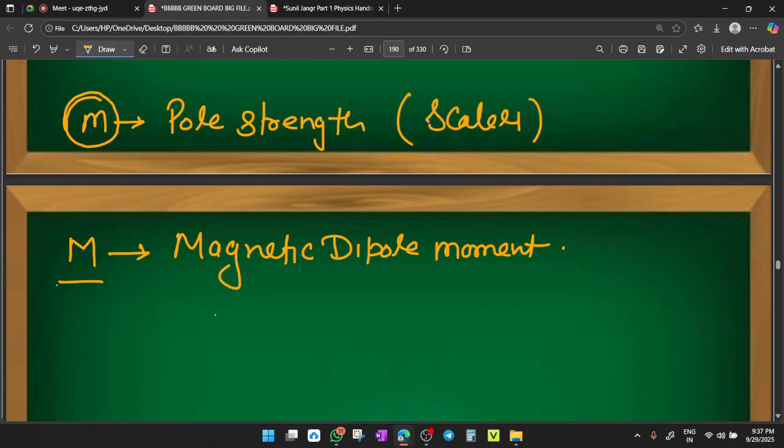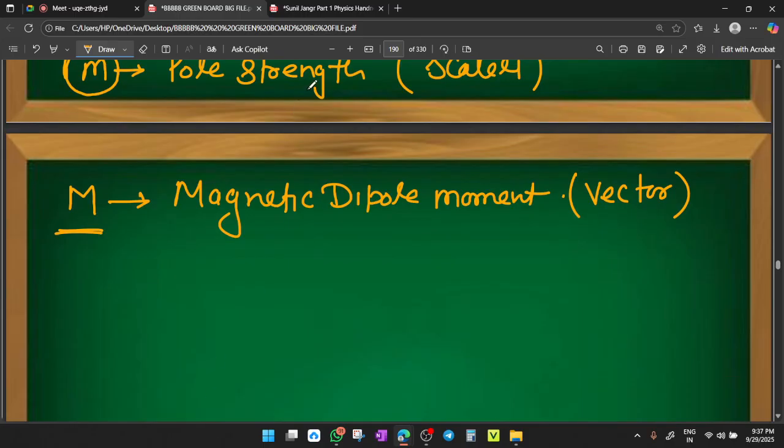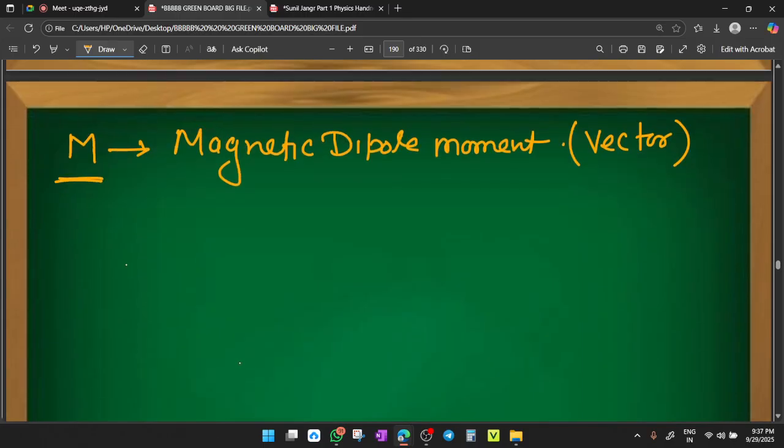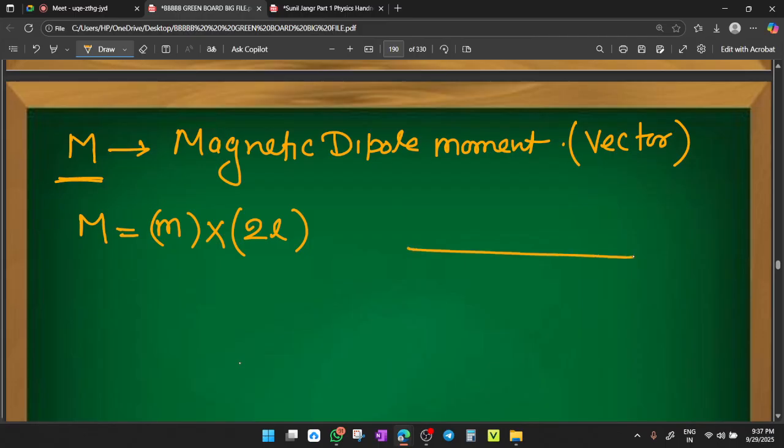And capital M is the magnetic dipole moment, a vector quantity. Magnetic dipole moment capital M is defined as pole strength multiplied by effective length. So if you have a bar magnet or any magnetic dipole, then its magnetic dipole moment is given by first the pole strength.